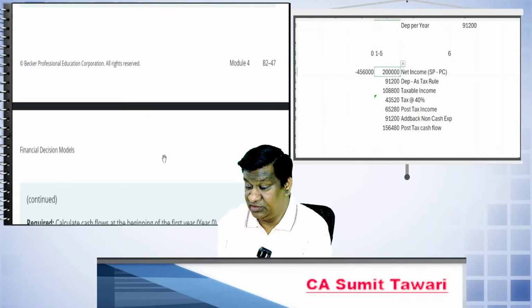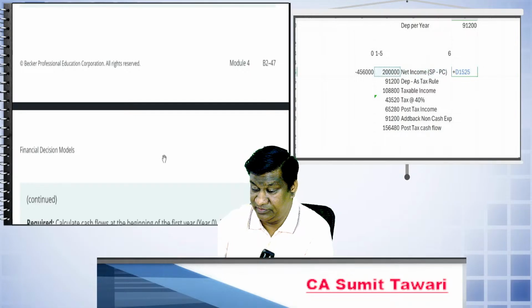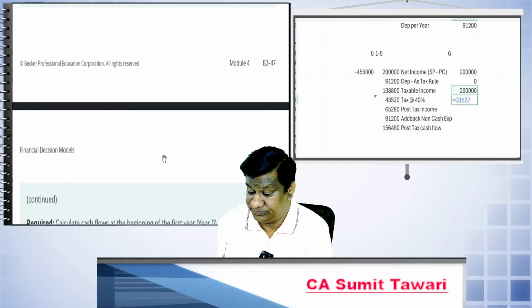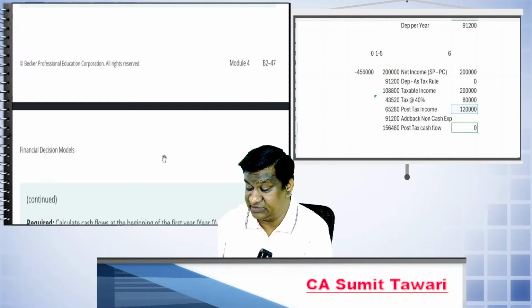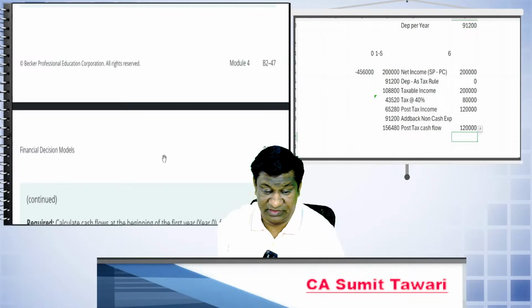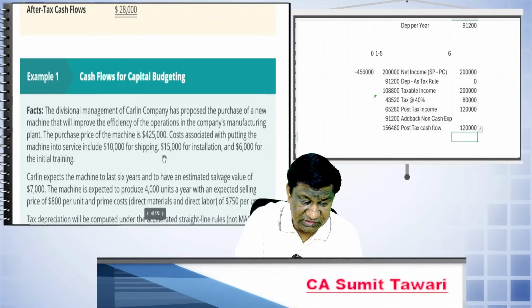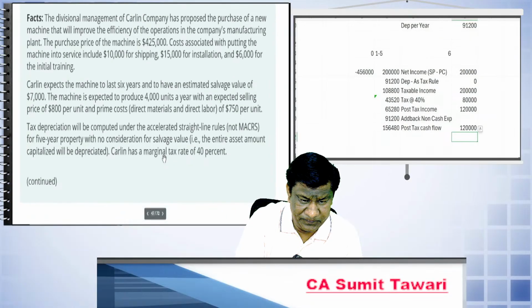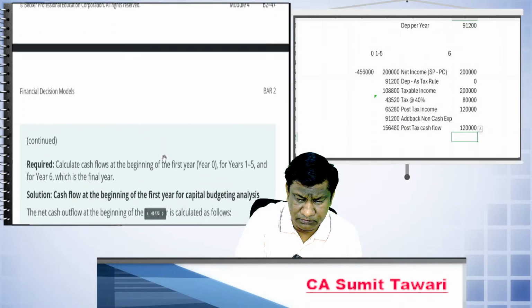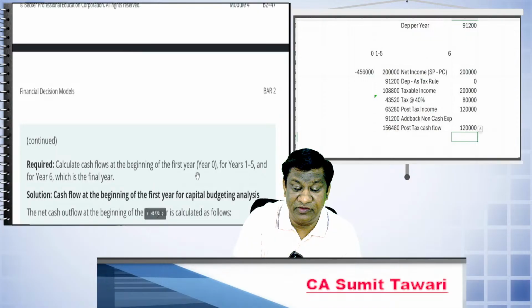For the 6th year, it is 200,000, but depreciation is 0, so taxable income is as it is, and then the tax at the tax rate. So post-tax income is this minus this, 120,000. There is no add back of depreciation, so my post-tax cash flow is 120,000. This is for the 6th year. Then, whether they gave a selling value or something. No. The cash flows are at the beginning for year 0 and years 1 to 5.